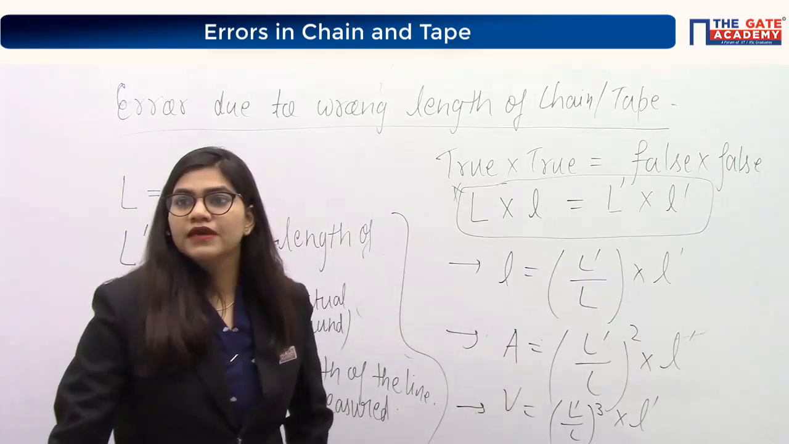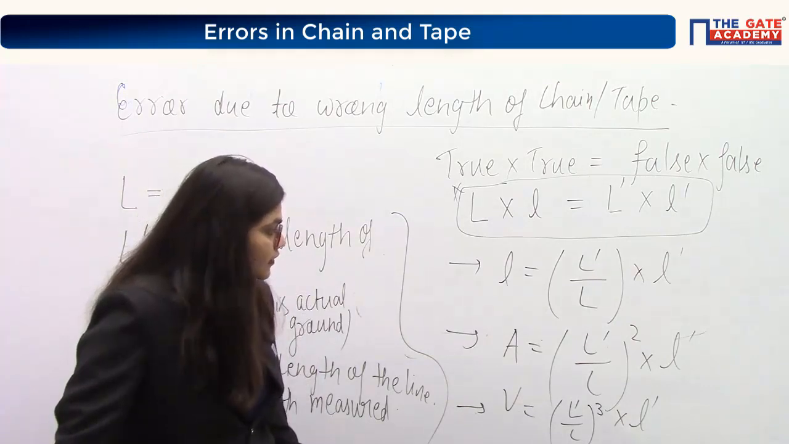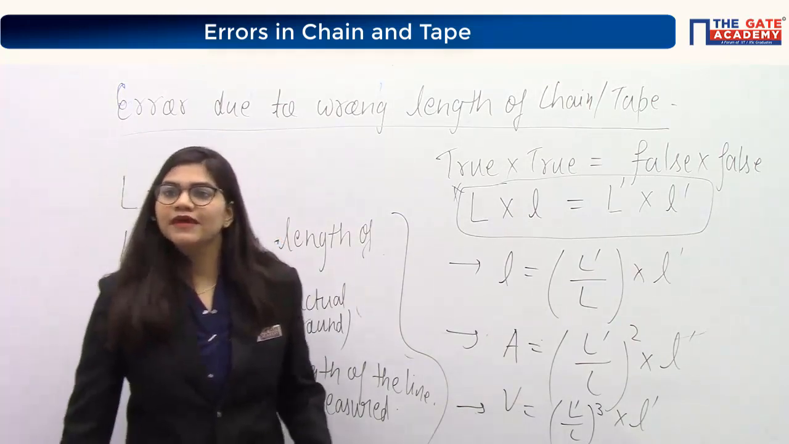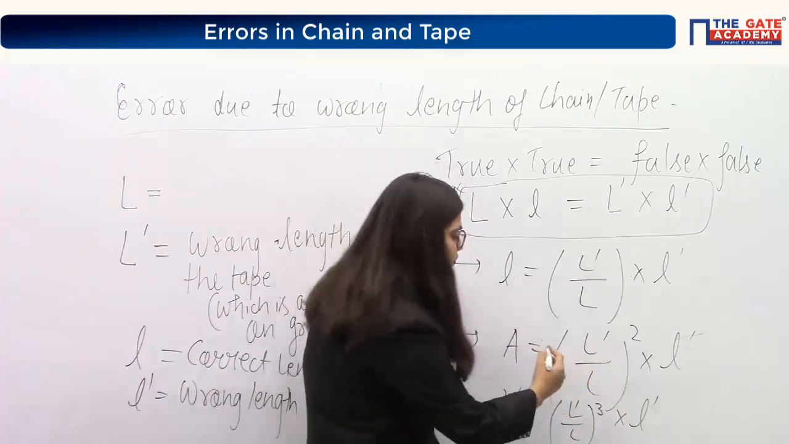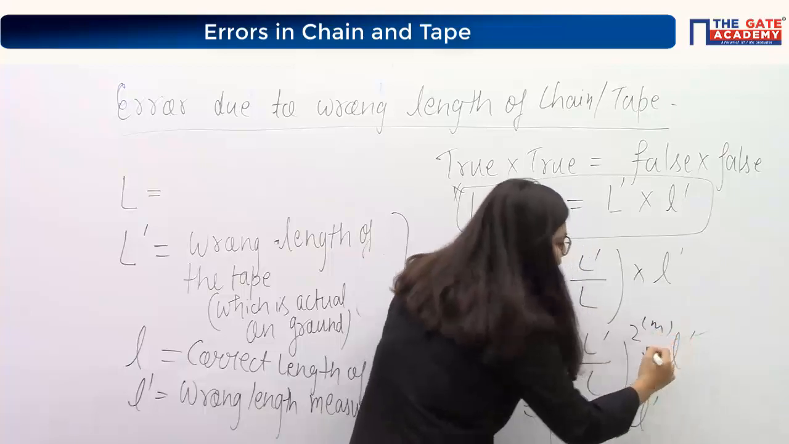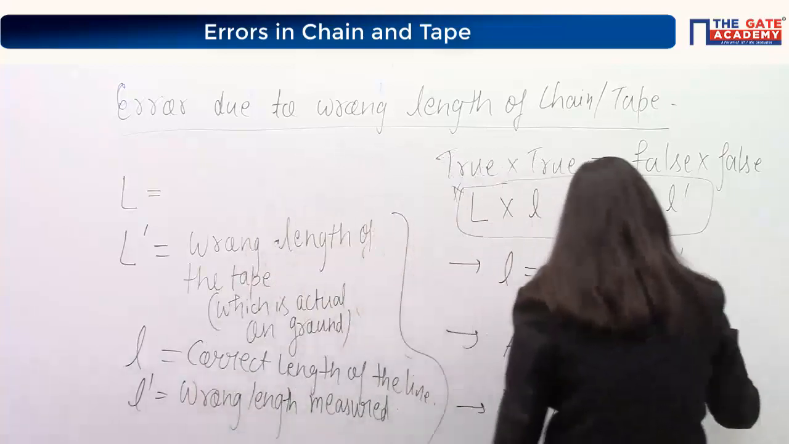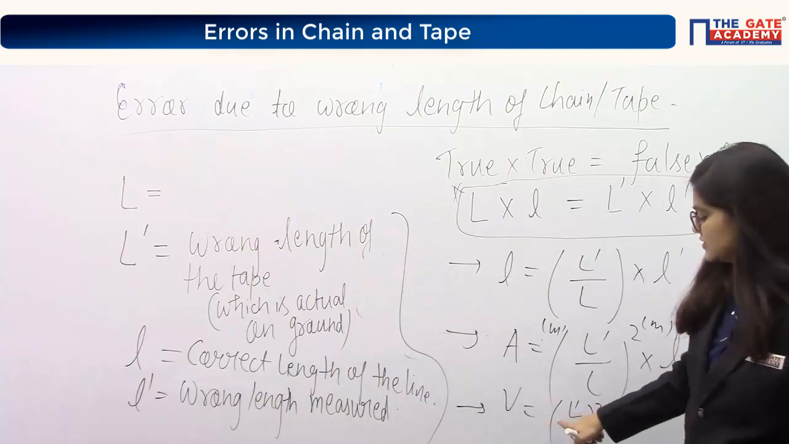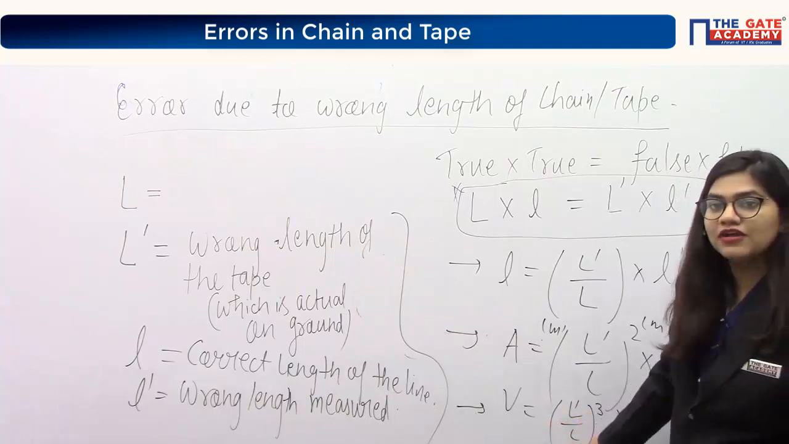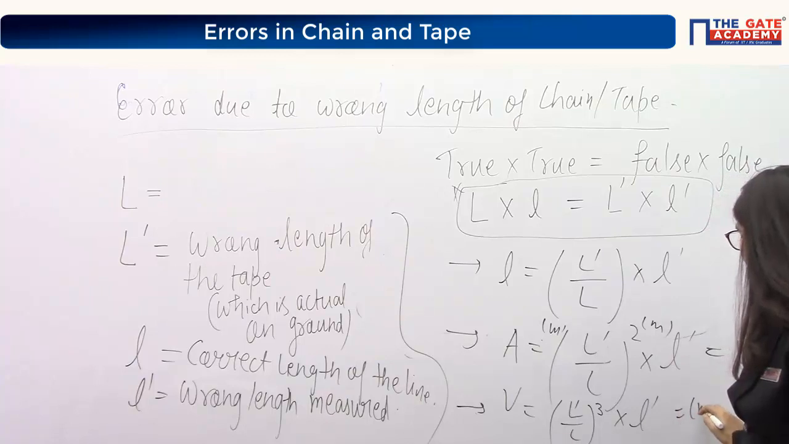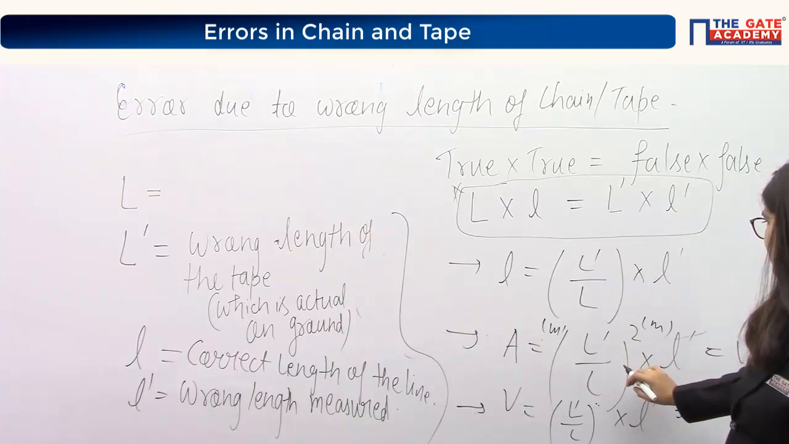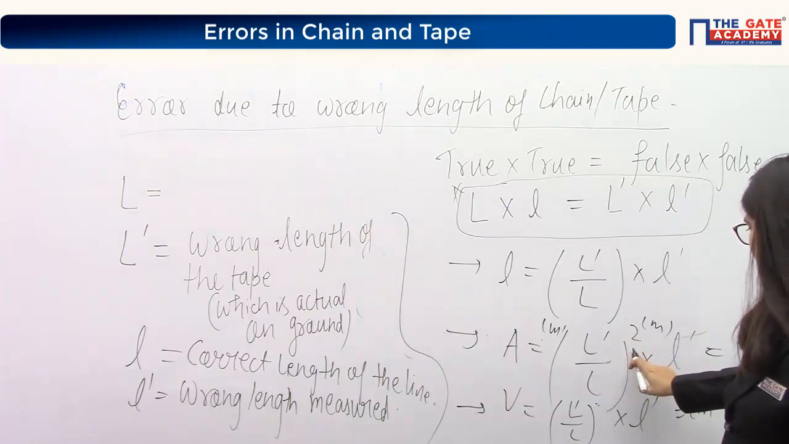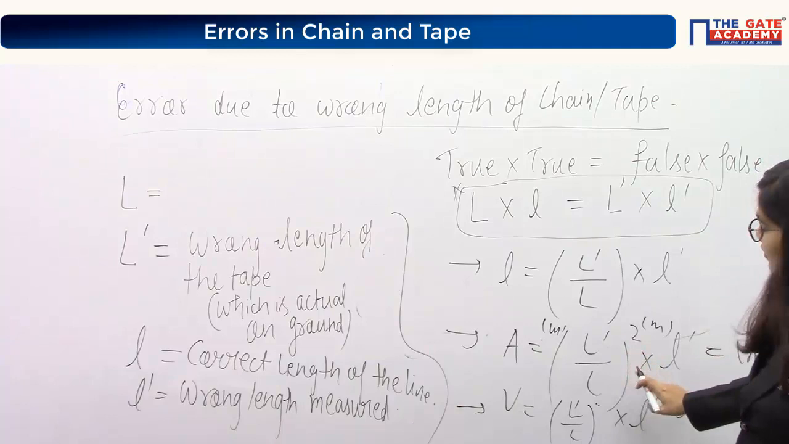It should not be L dash. It should be area, ma'am. No, it will be length only. I wrote in terms of area. Just remember this thing. Meter into meter will give you area only, meter square. And when you are saying here L dash and L, it is cube of that. So meter cube, this is square.